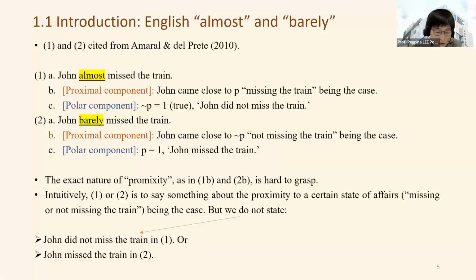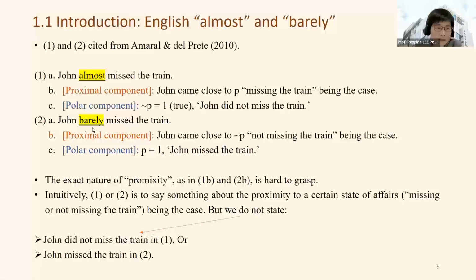Sentence 1A, John almost missed the train. 2A, John barely missed the train. The two sentences are exactly the same, except one has almost and the other has barely. For the first one, John almost missed the train. For the proximal component, the meaning becomes John came close to missing the train. Came close basically shows the proximity or the proximal relationship with the proposition. The polar component reverses the polarity from the original P, which is the original sentence, John missed the train, to negative P, so the negative version becomes true. In other words, in reality, John did not miss the train.